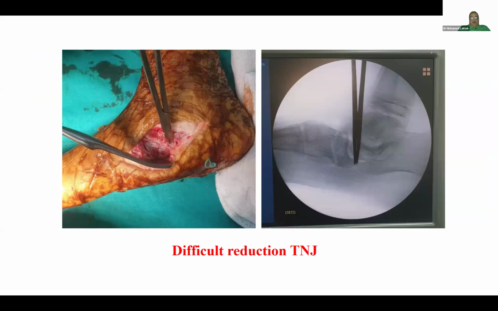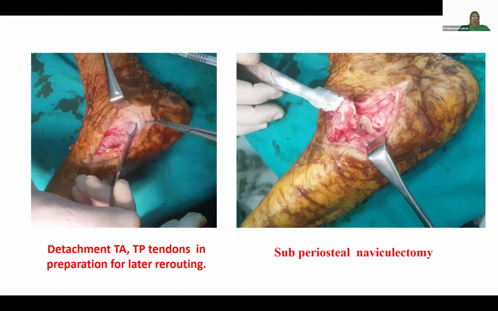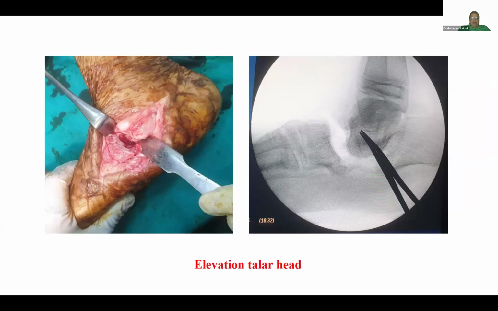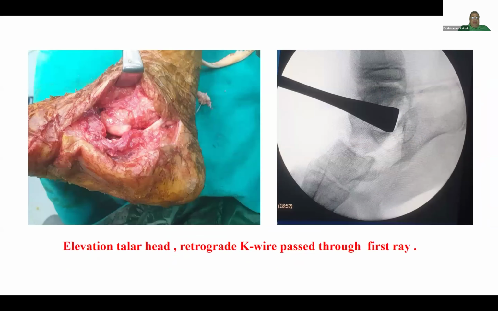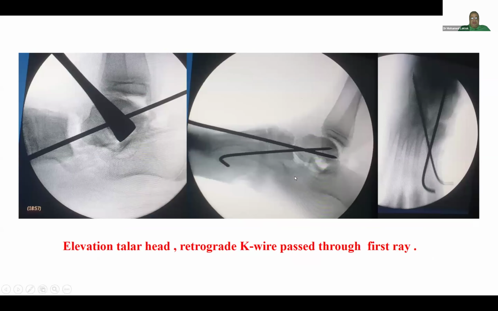Then, if we find a difficult reduction of the talonavicular joint, we do detachment of the tibialis anterior and tibialis posterior tendons in preparation for later rerouting. Then we do subperiosteal naviculectomy and elevation of the talar head. Then lengthening of the tendo-Achilles and release of the posterior ankle capsule. With elevation of the talar head, a retrograde K-wire is passed through the first ray into the talus.